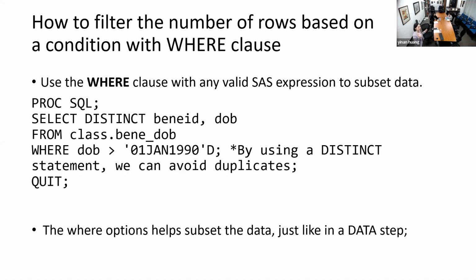Okay, this one we have just shown you is just selecting specific variables, and how to filter a number of rows based on a condition using the where clause. Here are examples where we subset the data based on the conditions specified in the where clause. Now, I want to move to SAS Studio to show you how we can filter the number of rows based on the condition specified in the where clause.